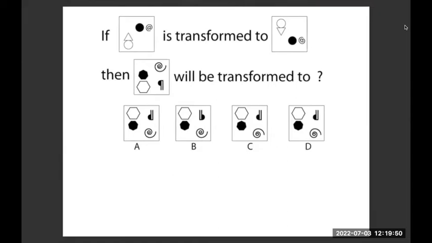So what is given is some kind of analogy. Yes, this is an analogy based question. This means that this hexagon will correspond to what?